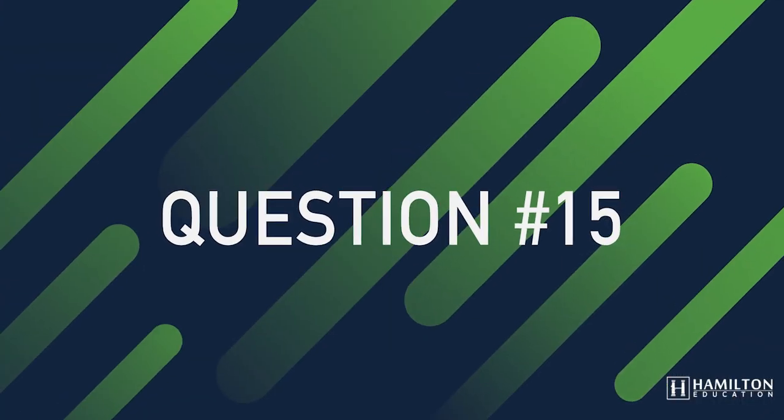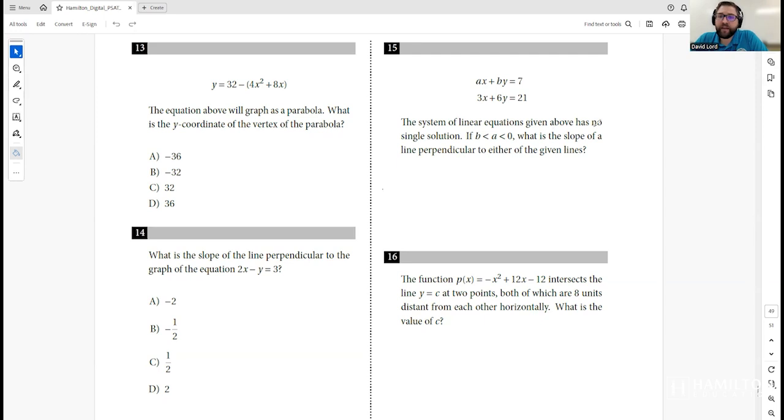All right, question 15. The system of linear equations above has no single solution. Well, two lines don't intersect. They must be parallel. So we know that these two lines are parallel, which means that they have the same slope. All right, if B is less than A, which is less than 0, so they're both negative, what is the slope of a line perpendicular to either of these lines?